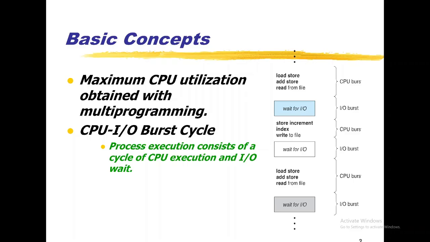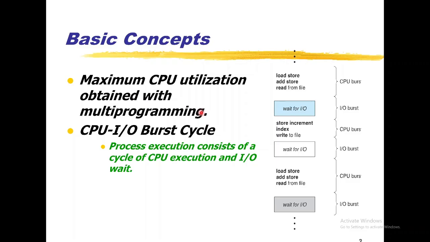Now we also have the I/O burst cycle, and this is usually when the system is waiting for an I/O. So we have the cycle going on between CPU and I/O gradually until we get what we need, until we get our process running completely. Now, we get maximum CPU utilization when we use multi-programming.